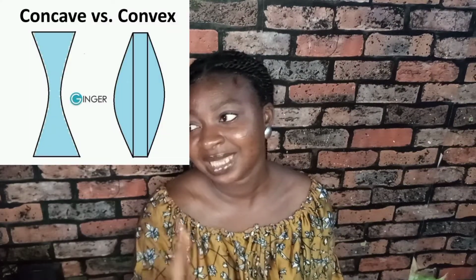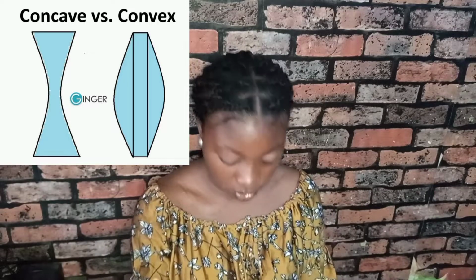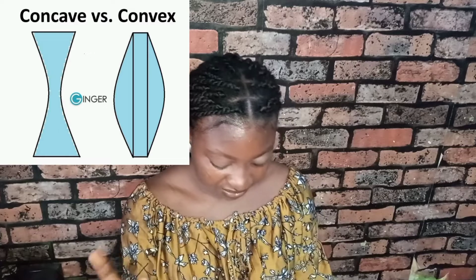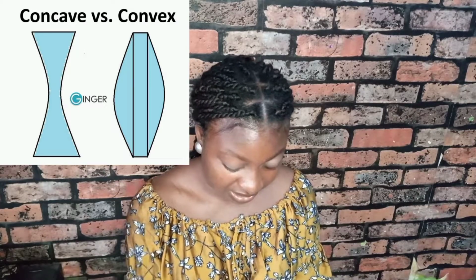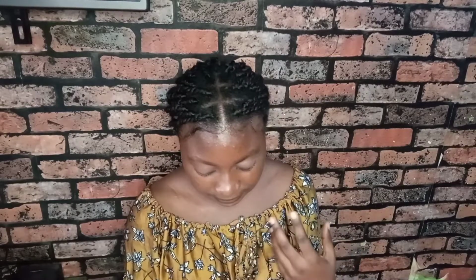So I'm going to be attaching an image there so you guys can understand what we mean by your concave direction and your convex direction. So your concave direction describes shapes that curve inward, while your convex describes shapes that curve outward. An example of concave direction is your hourglass shape.